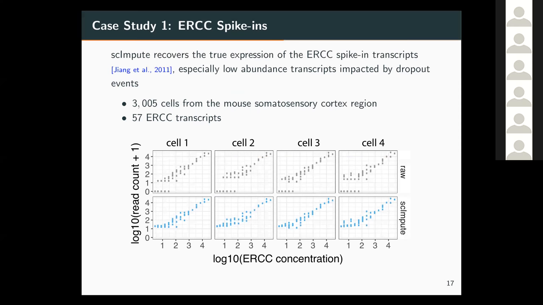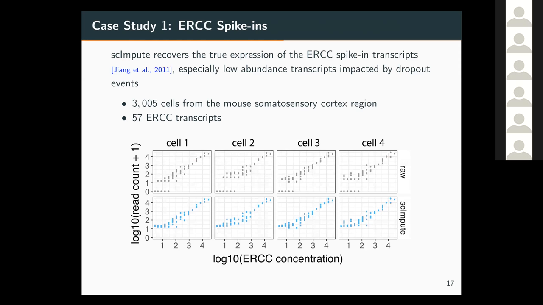In the first case study, we use a data set that contains 3,005 cells from the mouse cortex region. A good feature of this data set is that it contains 57 different ERCC spiking transcripts, which are synthetic transcripts that are added to the RNA library before the sequencing step. Since these spiking transcripts have known concentration values, people can use them to study the accuracy of different RNA sequencing experiments. In this example, we randomly selected four single cells from the data set for illustration.